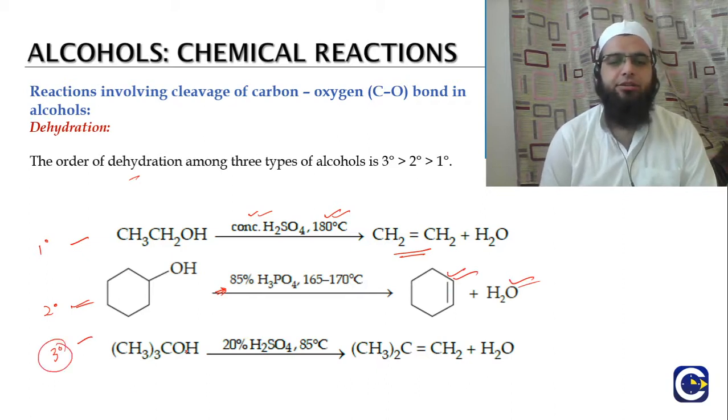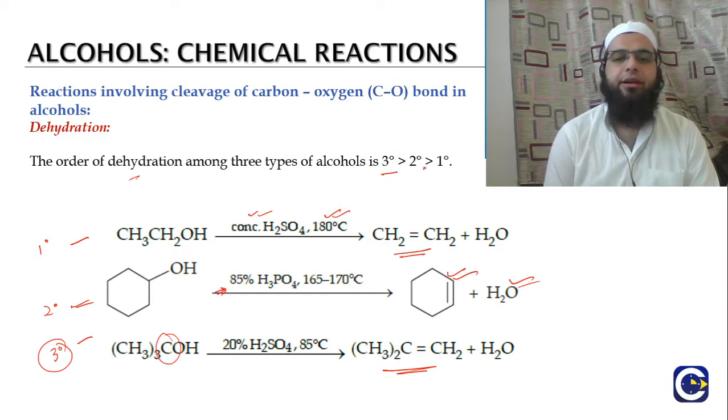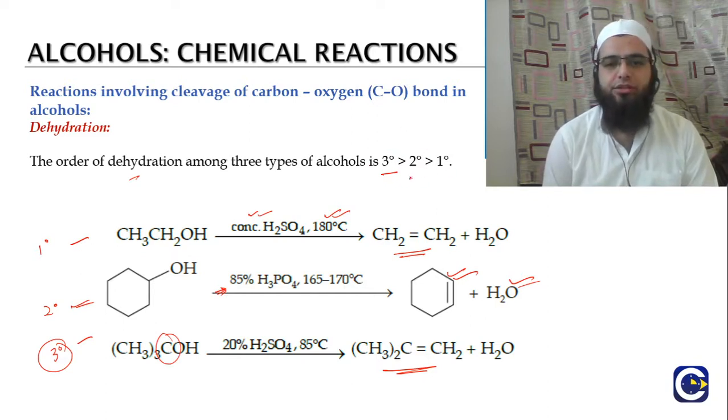This is an example of a tertiary alcohol. There are 3 CH3 groups attached to this carbon. Dehydration of this alcohol takes place with 20% acid, and we are using only 85 degrees Celsius, and the reaction gets completed. So the ease of dehydration of alcohols follows the order: 3-degree alcohols are easily dehydrated as compared to 2-degree, and 2-degree are easily dehydrated as compared to primary alcohols. So this is the order of dehydration of the alcohols.